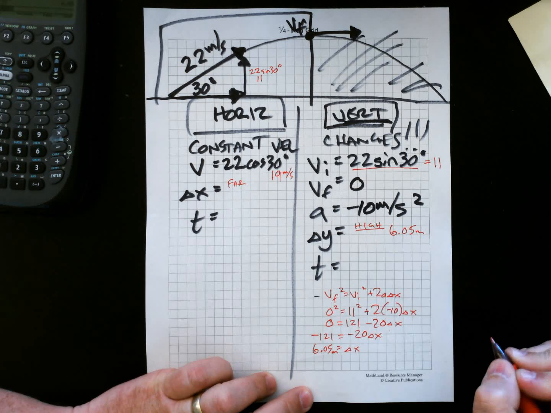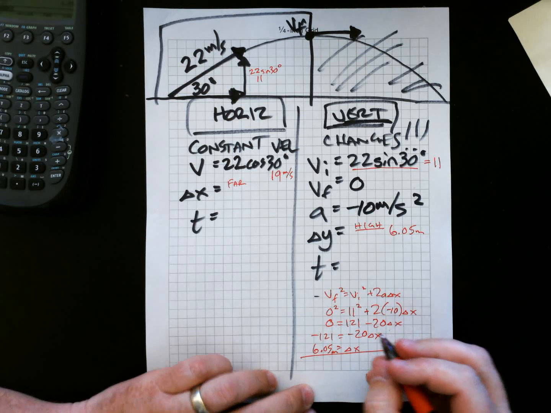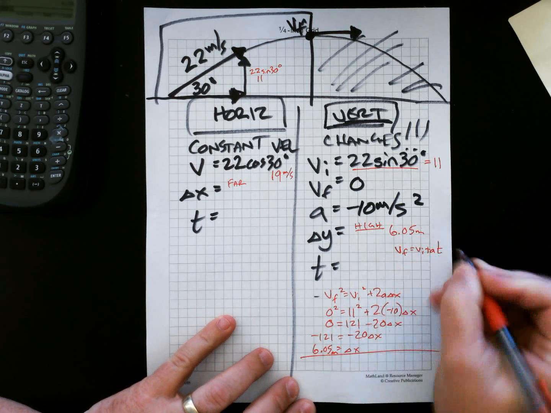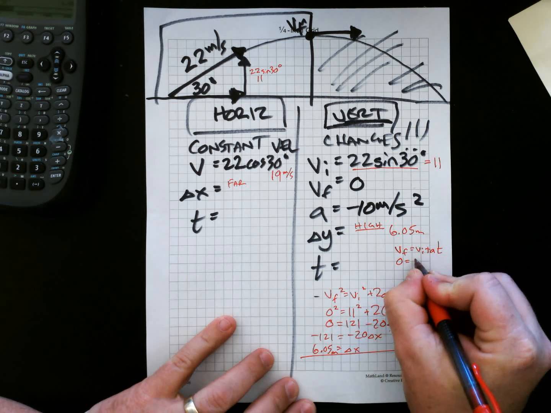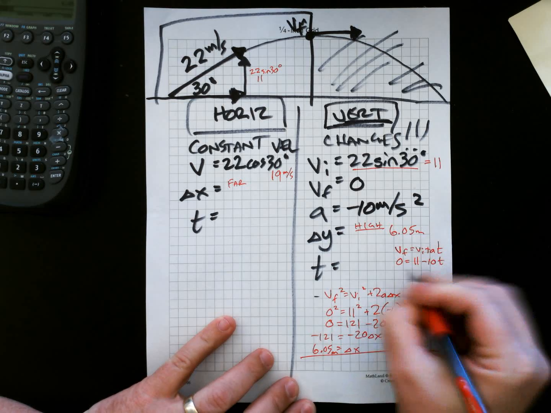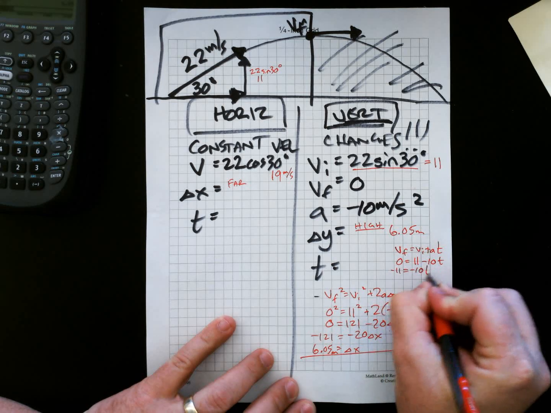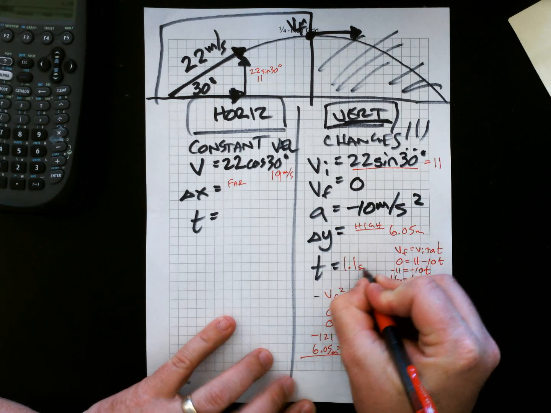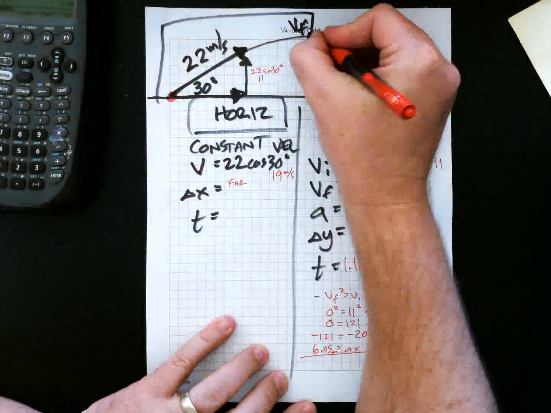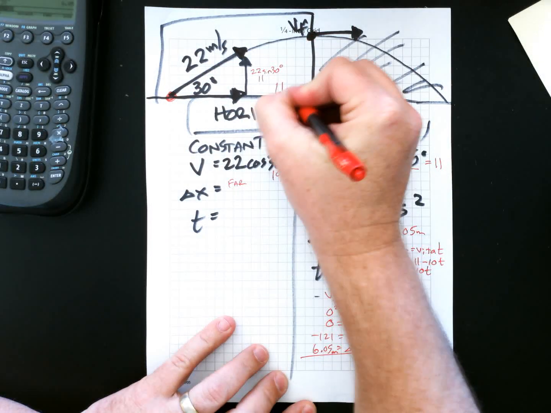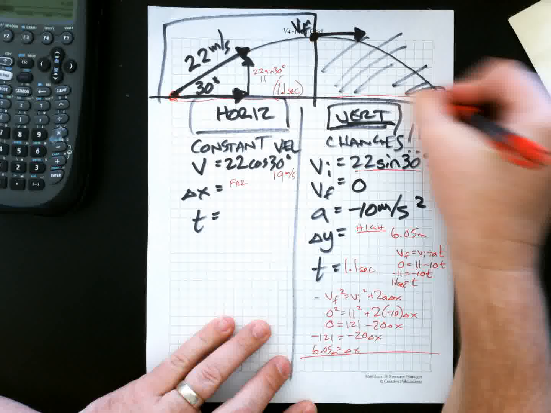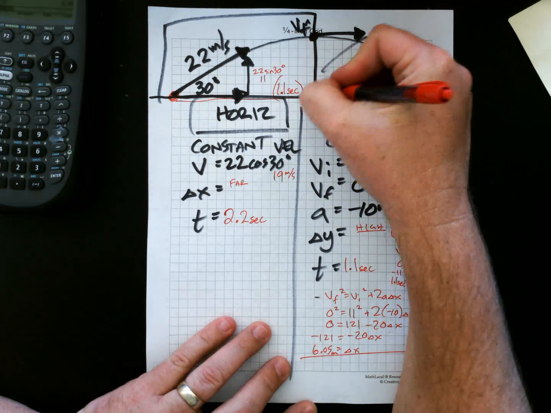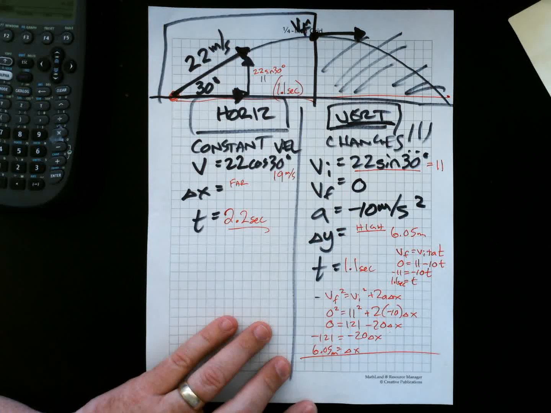So how high does it go? 6.05 meters. The next question would be how much time does it take? To get time, VF equals V initial plus AT. So V final equals V initial minus 10t, so you get negative 11 equals negative 10t. So t is 1.1 seconds. It takes 1.1 seconds to go from here to here. So to go the whole distance will take 2.2 seconds, because if I only do it to the top, I have to double it to get to the end.